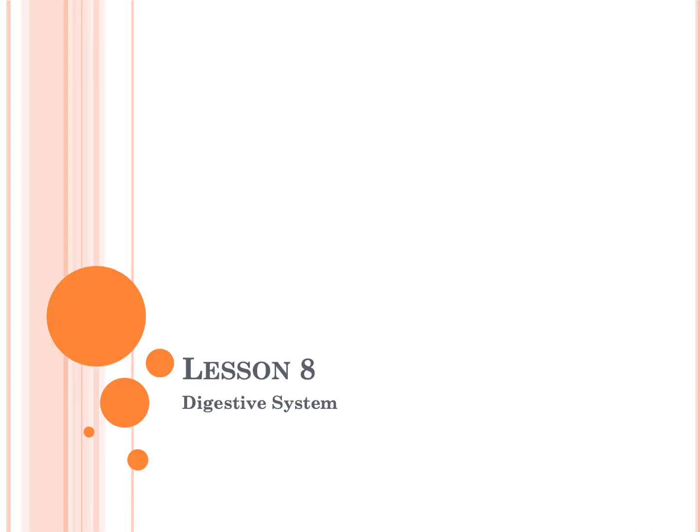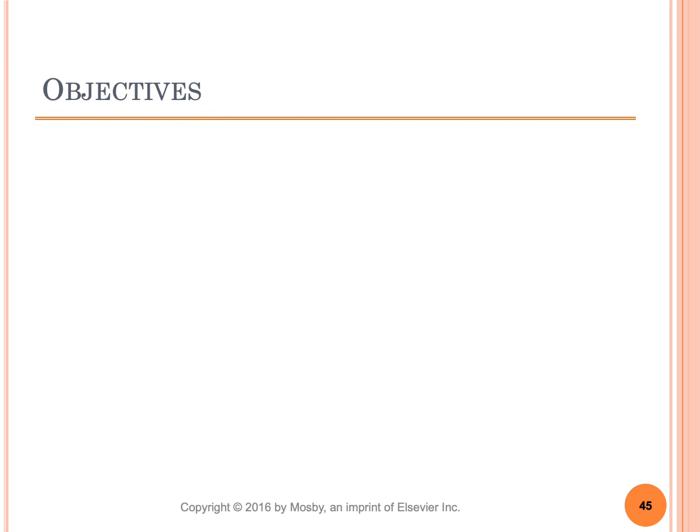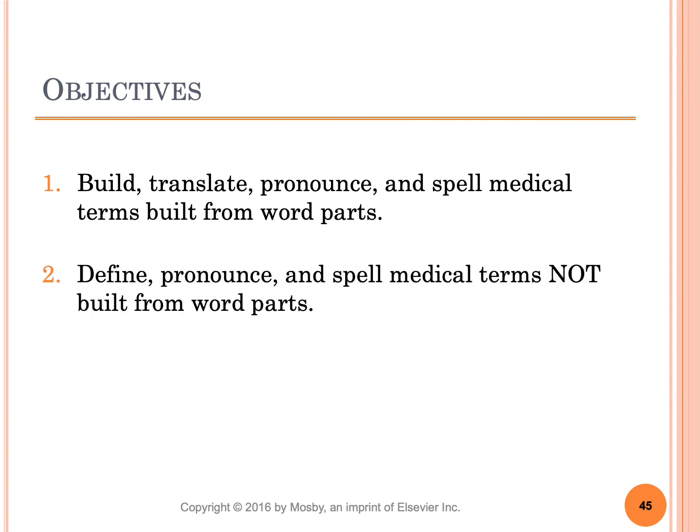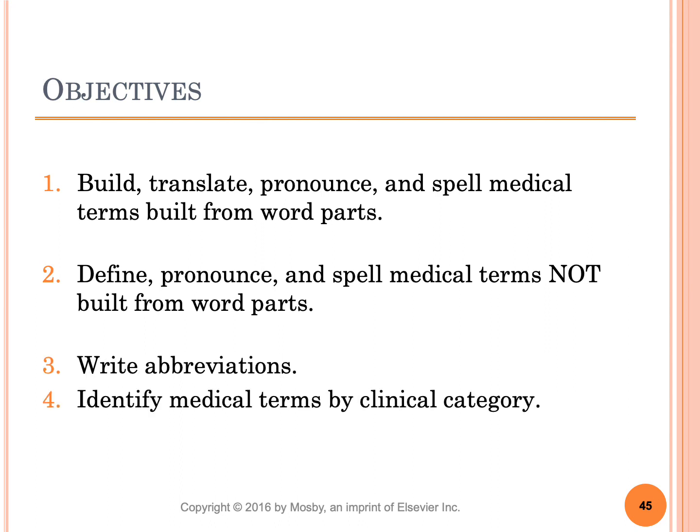Okay, so now we're going to talk about lesson 8, which is the digestive system. The objectives for this lesson, again, are to build, translate, pronounce, and spell medical terms built from word parts, as well as those not built from word parts. In addition, we'll learn some abbreviations, and we'll also identify medical terms by clinical category.